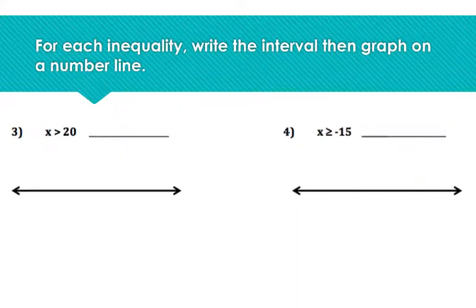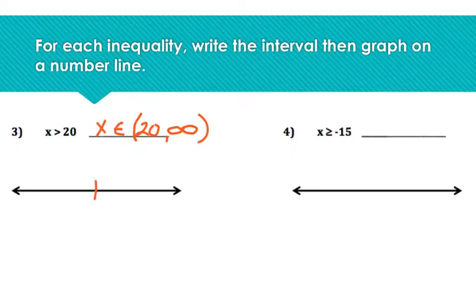Number 3, x is greater than 20. So we start out by writing x as an element. And here's our interval. So greater than 20 means the smallest value would be 20, not included, so parenthesis, going up forever to infinity, and another parenthesis.